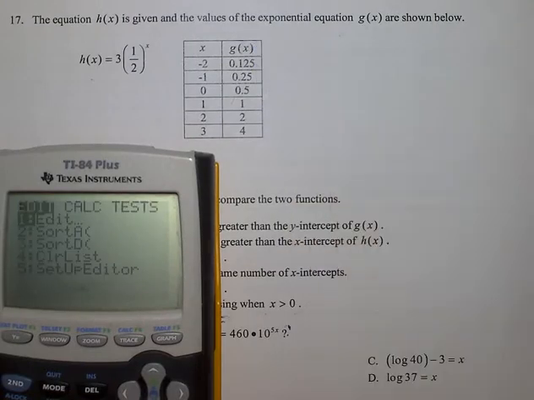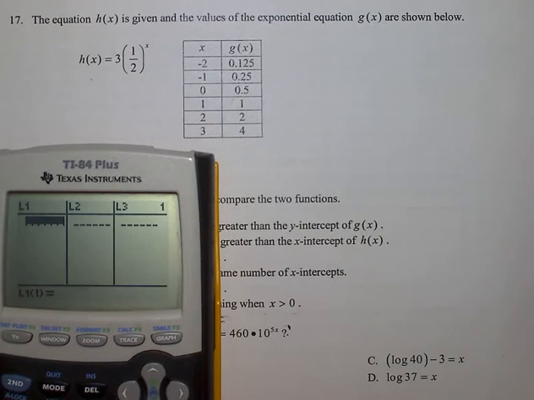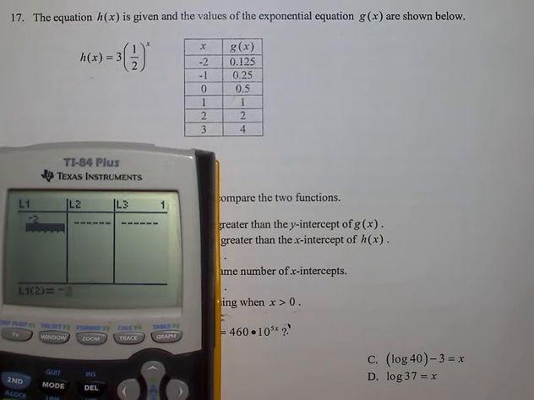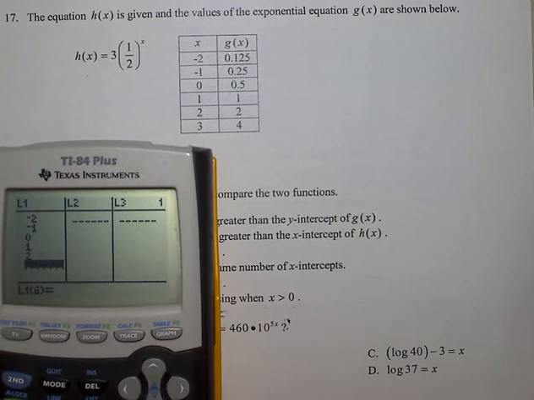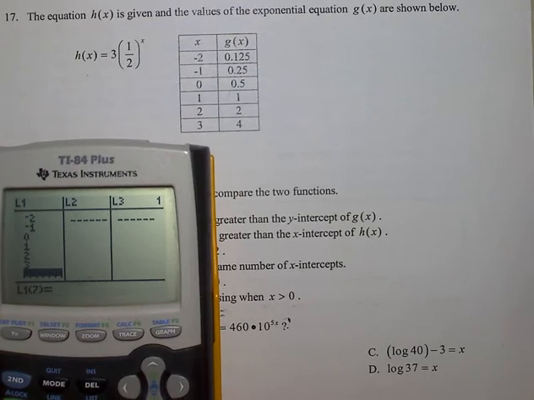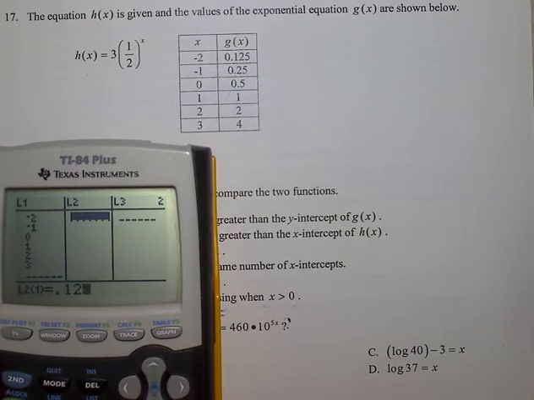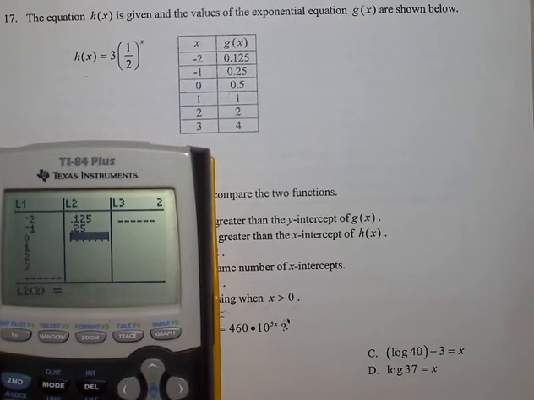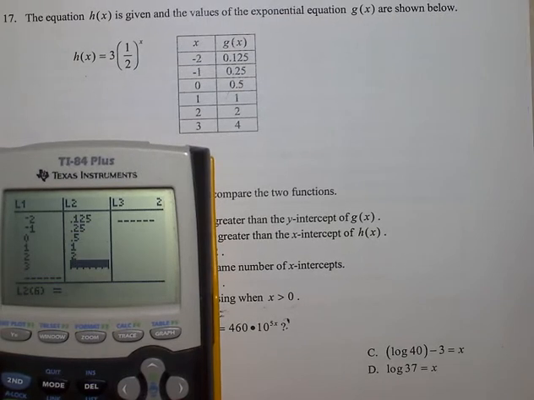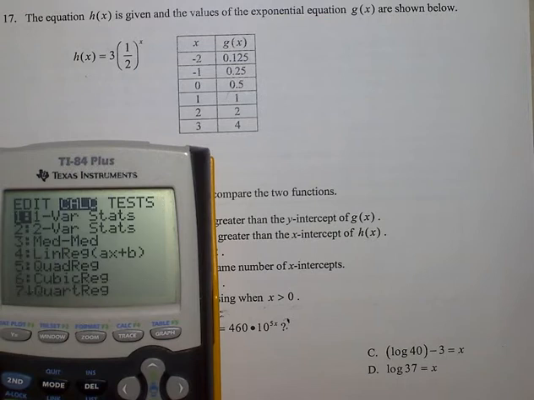Go to stats and press enter. And then in L1, type in the numbers you see. And in L2, type in the corresponding values. Okay, next up, you're going to hit stat, calculate, and go down until you find exponential regression.